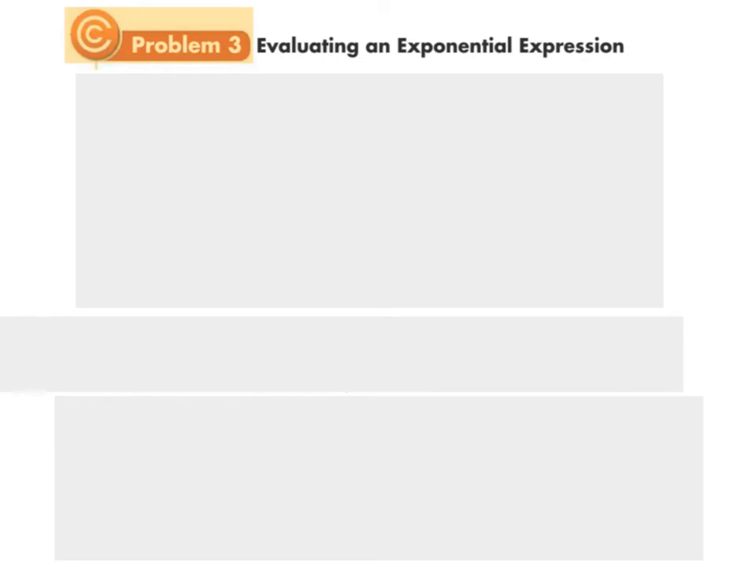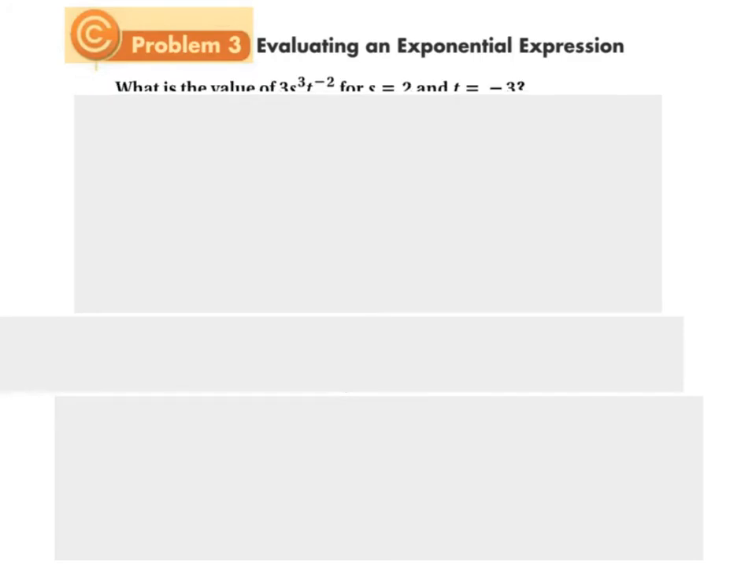Let's see what this looks like in practice. Okay, problem 3. We're evaluating these exponential expressions. As I just said, we are going to substitute a value in for the variables, and sometimes you want to simplify it first to make it easier. So let's take a look at the problems that they've given us. Here, what is the value of 3s cubed t to the negative 2nd, for s equal to 2, and t equal to negative 3.